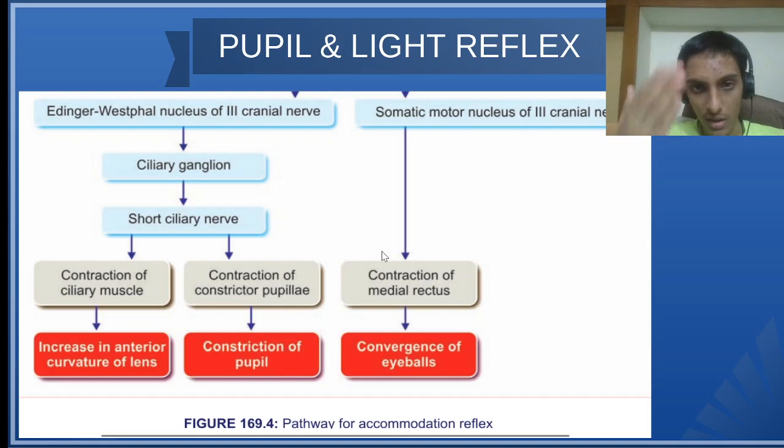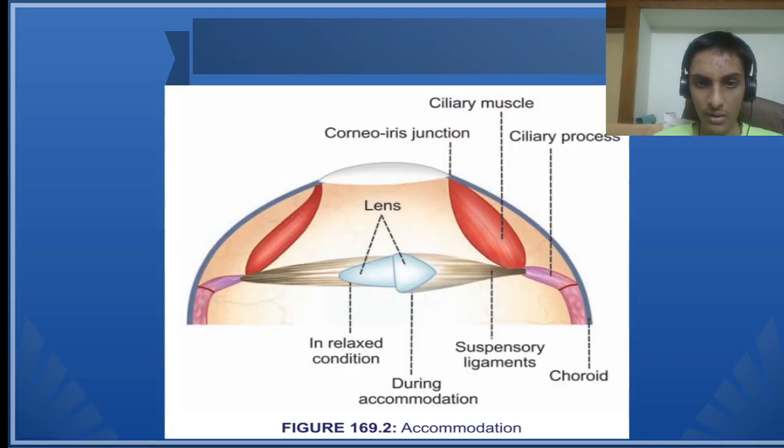Okay. In the visual pathway, I'll tell you with a diagram. This will sum up the entire accommodation reflex. You can understand better there. Now, what is happening during accommodation of the lens? So this is during accommodation and this is in a relaxed condition you are seeing. These are all the same: the suspensory ligament, corneo-iris junction, ciliaris muscle. We are seeing the ciliary process, but this is important here.